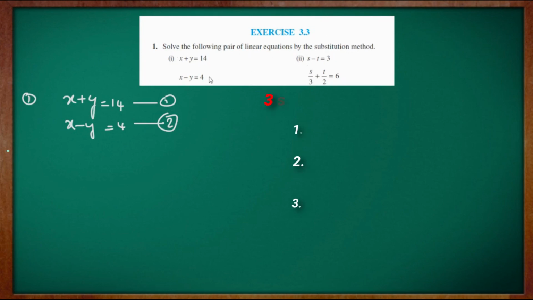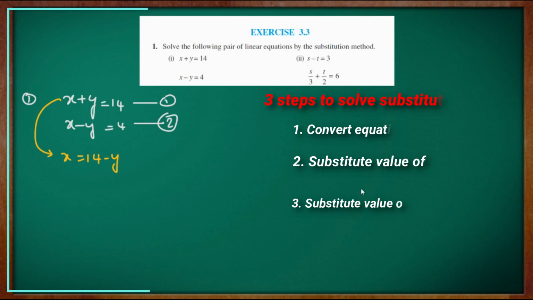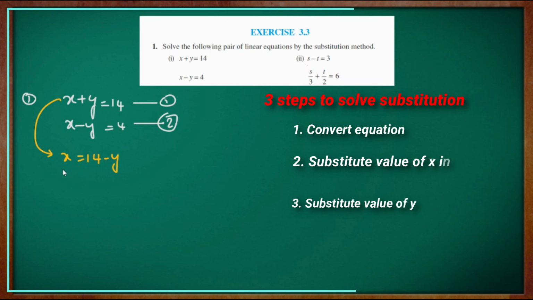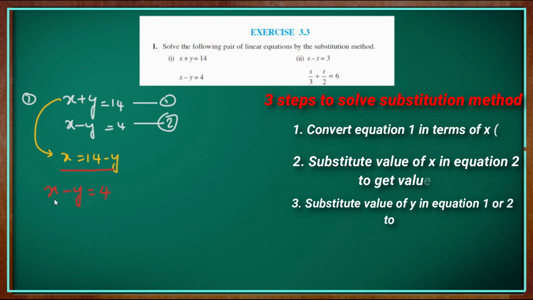In the substitution method, we will follow three steps, students. First step is we have to take x on the left hand side, sending the other terms to the right hand side. Second step is, once we get the x value, we have to replace it in the second equation. What is the second equation? x minus y is equal to 4. We are going to replace x is equal to 14 minus y in the second equation to get the y value. That is the second step.